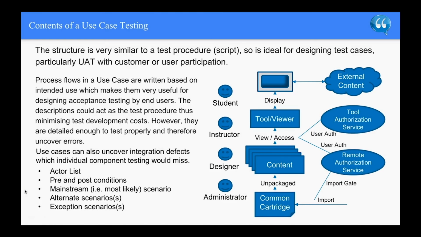Contents of a use case. The structure is very similar to a test procedure script, so it is ideal for designing test cases, particularly with UAT, with customer or user participation. Process flows in a use case are written based on intended use, which makes them very useful for designing acceptance testing by end users. The descriptions could act as the test procedure, thus minimizing test development costs.